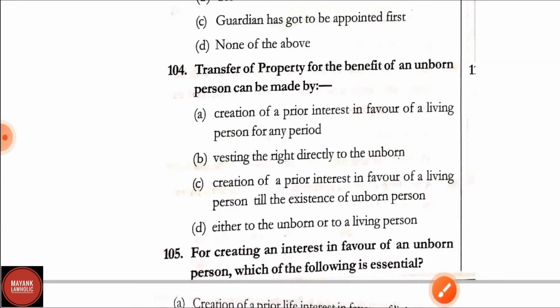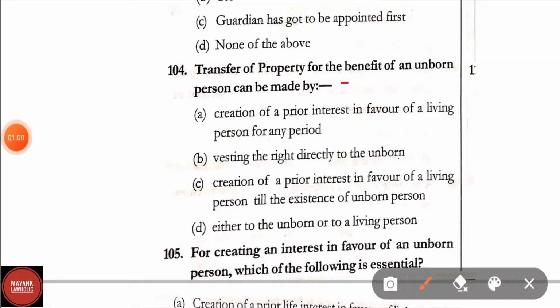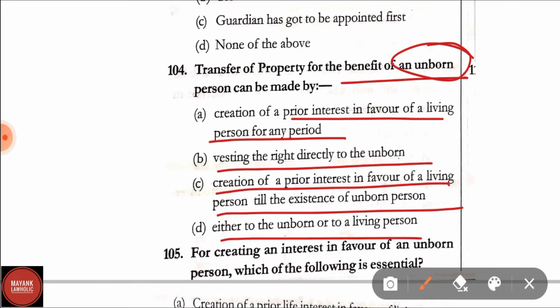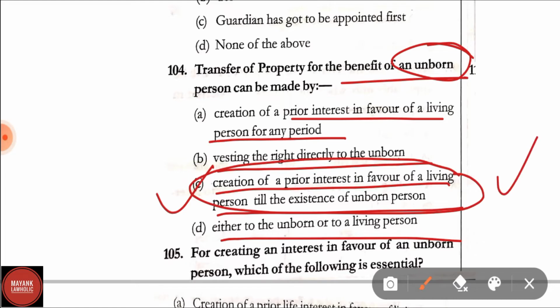Question number 104. Transfer of property for the benefit of an unborn person can be made by creation of a prior interest in favor of a living person for any period, vesting the right directly in the unborn, creation of a prior interest in favor of a living person till the existence of the unborn person, either to the unborn or to a living person. Here correct answer is option C, that is creation of a prior interest in favor of a living person till the existence of the unborn person.